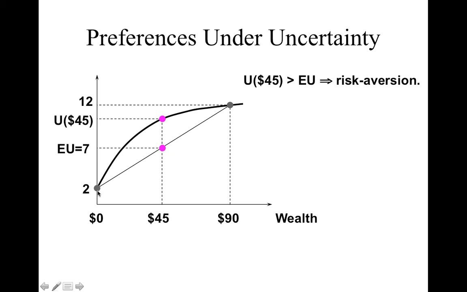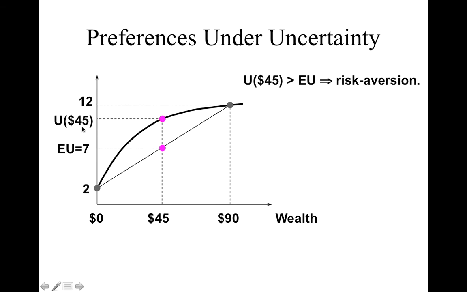Now, this point here is 2, this point here is 12, which is nothing but the utility ranking that I gave to 90 and 0 particular. We use the distance formula here to calculate the expected utility, which is nothing but the probabilities multiplied by the utility numbers. Given that the probability is 50-50%, you get a midpoint here, which is the expected utility of the gamble. On the other hand, $45 has this utility number.